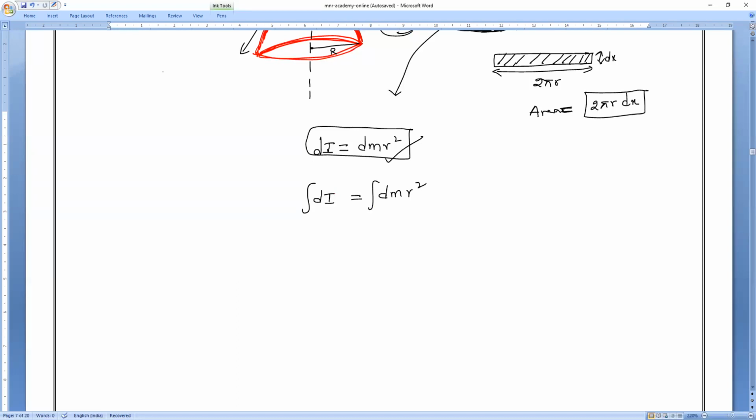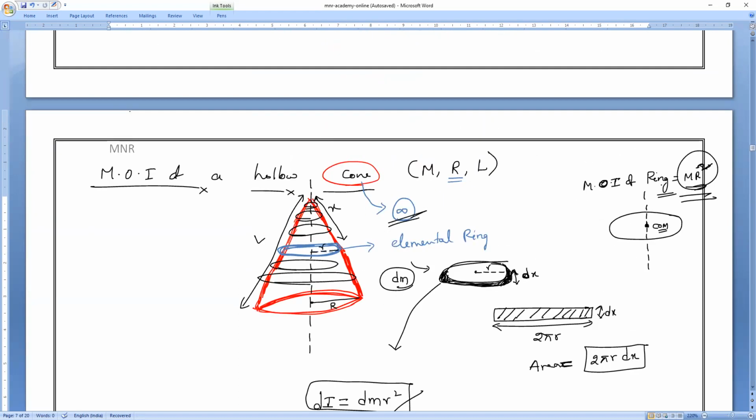This whole mass depends on what, area or volume? Anybody can tell me? The whole mass is lying only on the surface, so it depends only on the area of the cone, not the volume. So only surface means what? It is actually area. So area means what?